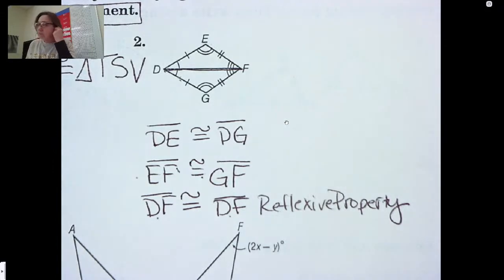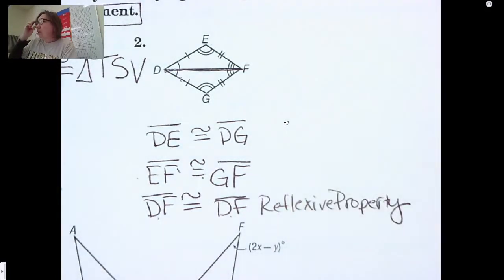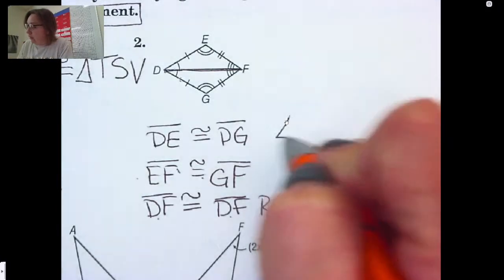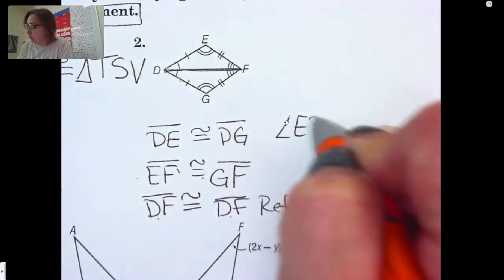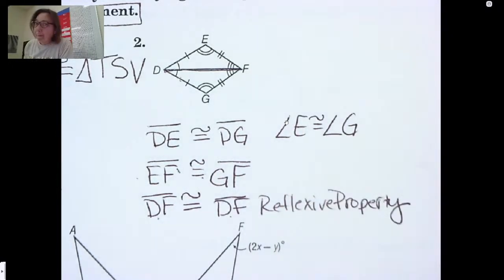Okay? All right, what about our angles? Now, let's start with the easy one, E. Angle E is congruent to what angle? Angle G. All right? Then what do we got?